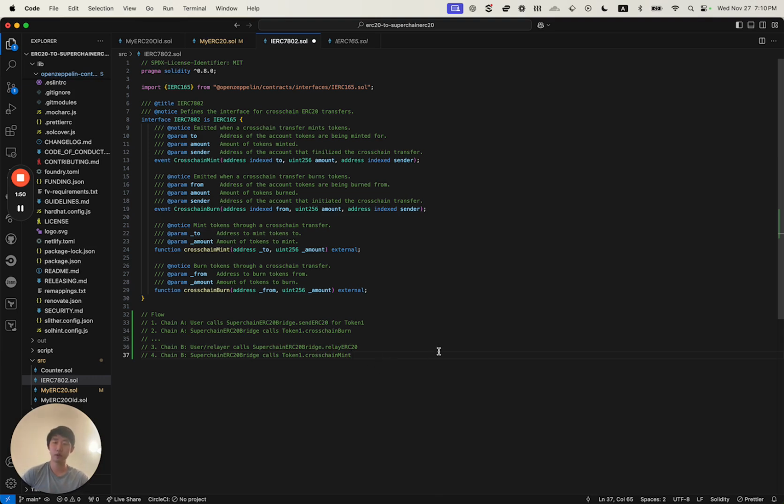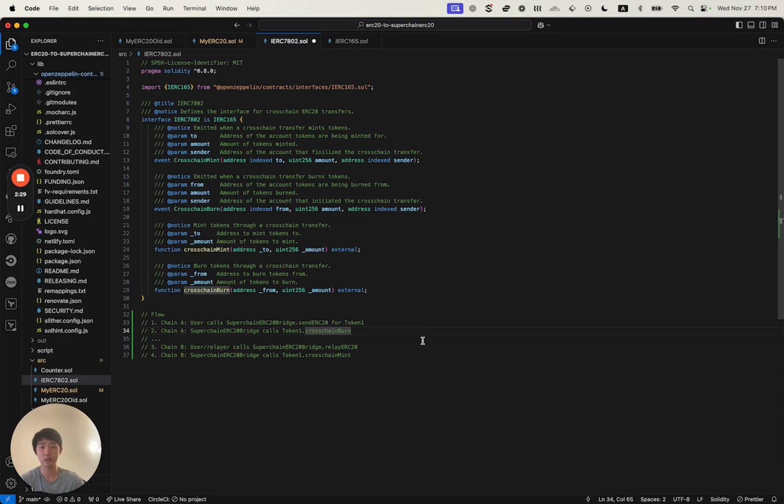So say you have a user that's trying to bridge from chain A to chain B for some token 1. First, the user calls the Superchain ERC20 bridge, which is deployed at the same address on all OP stack chains, and then calls sendERC20 for that token. Then the Superchain ERC20 bridge calls into the token's cross-chain burn function. So what's going on here is, I want to bridge 20 tokens from chain A to chain B, and the bridge is now going to burn 20 tokens from that user's account on chain A.